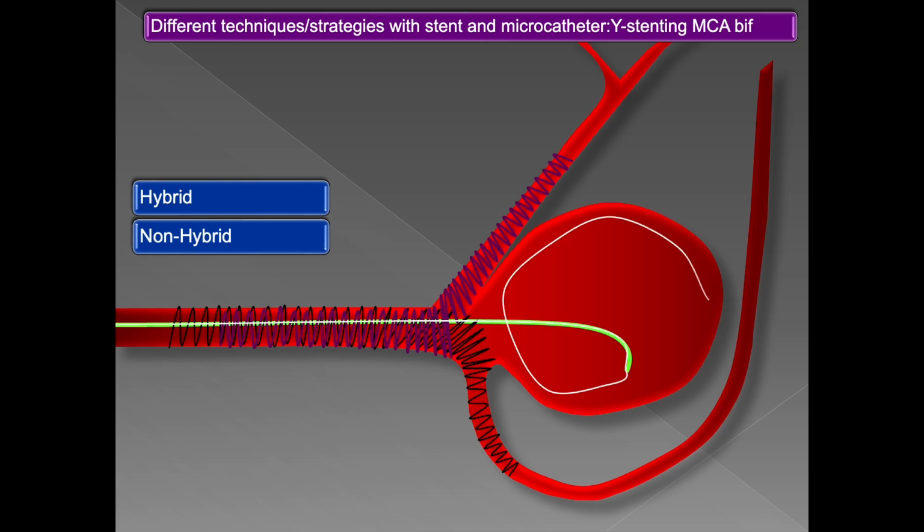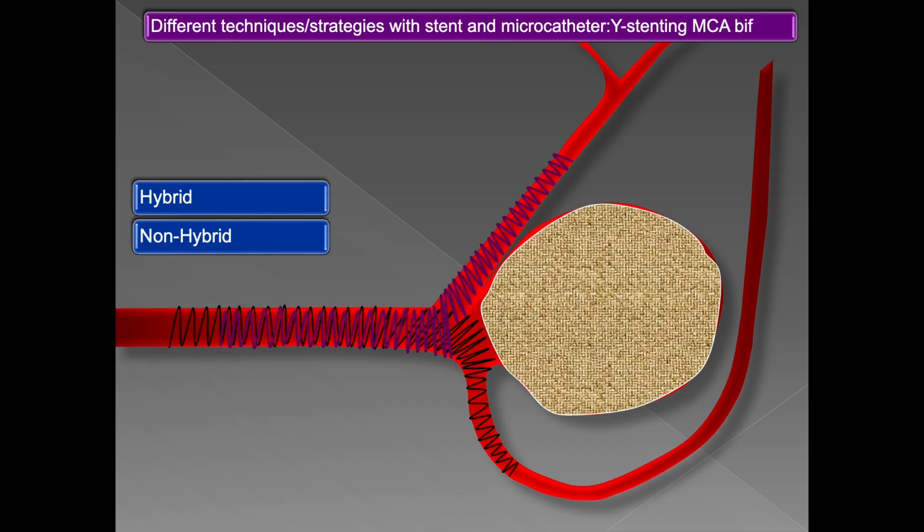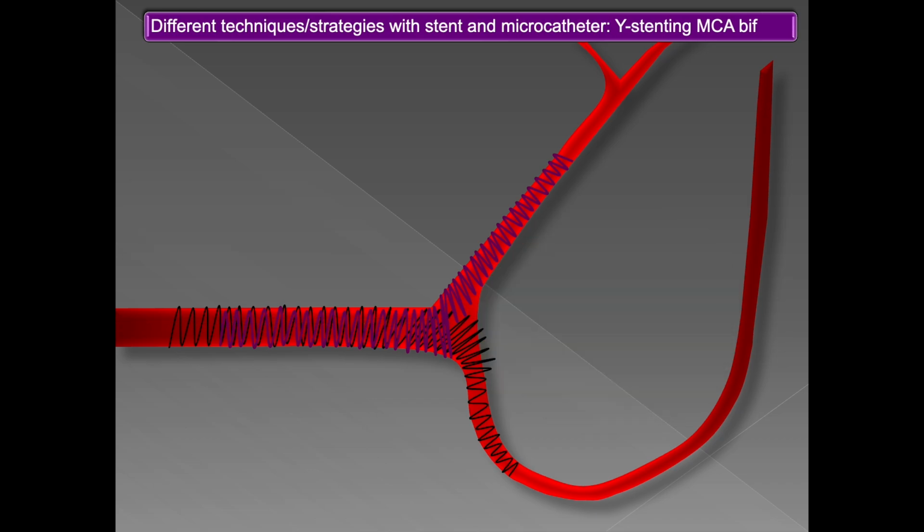So you have got stents like this. This is how it will be looking, like a Y. It's called Y stenting, Y stenting and coiling. So it's possible the aneurysm can be explored.